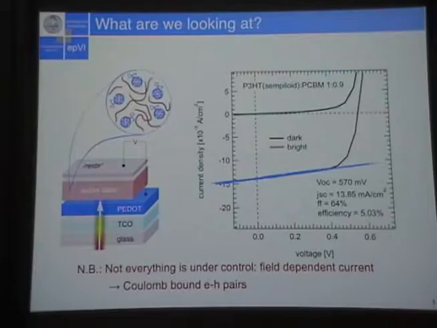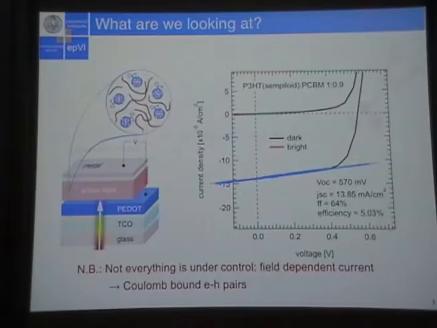We see a field dependence of the photocurrent in the fourth and third quadrant, which probably implies that in the device we have these intermediate states, Coulomb-bound polaron pairs or Coulomb-bound charge transfer states. This is actually a very important difference from inorganic semiconductors, where you have free charge carriers on one side and excitons on the other side. Here it seems that this intermediate state plays a very important role, because they may dissociate, but they also may recombine. And the interplay between these two processes actually determines the performance of the device.